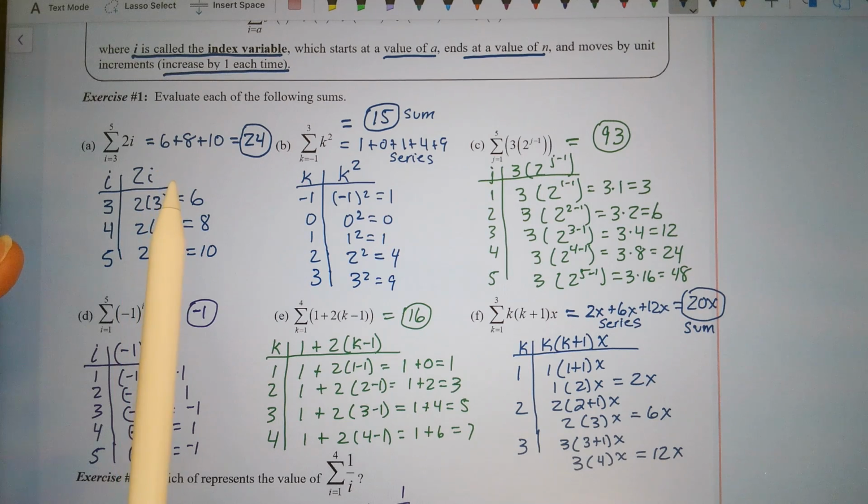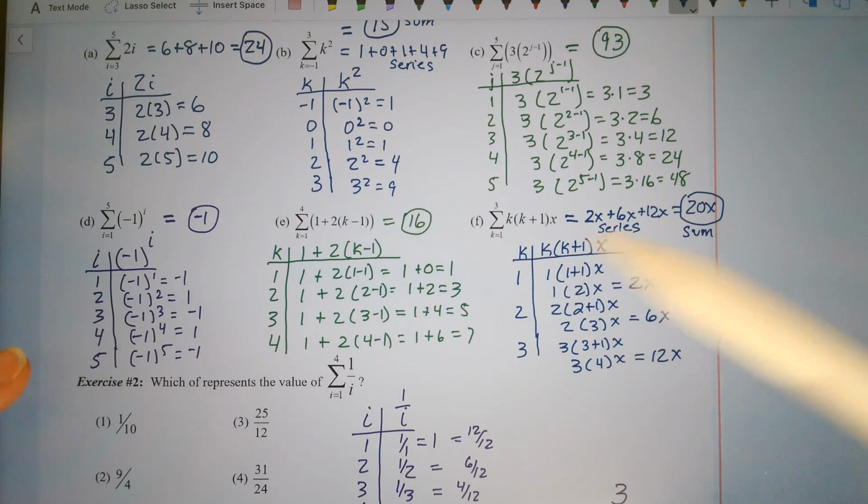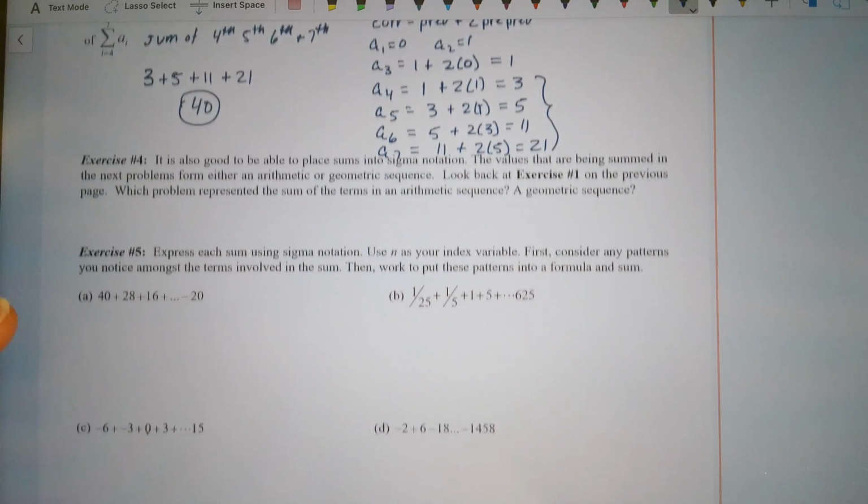Here we were adding 2 each time, right? So this would be arithmetic. There's no pattern here with B. With C, it looks like we are multiplying by 2, so C is geometric. D, let's see, I guess we could be multiplying by -1, so D is geometric. E, 1, 3, 5, we're adding 2, so E is arithmetic. And F, I don't see any pattern there. So A and E are arithmetic, and C and D are geometric.